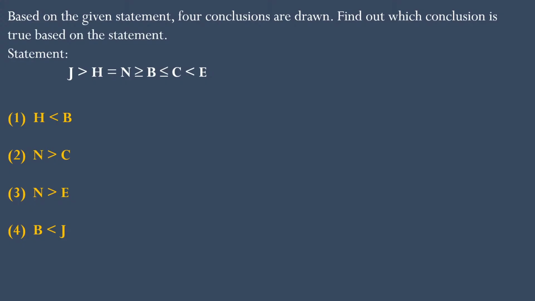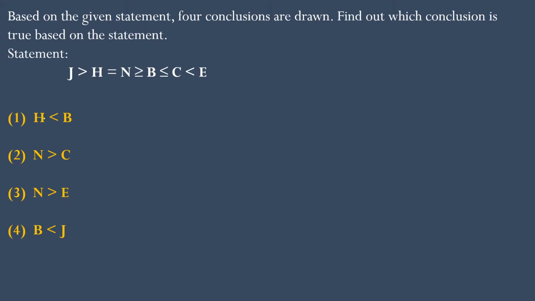Next. So see the question, an inequality question is given. Based on the given statement, 4 conclusions are drawn. Find out which conclusion is true based on the statement. What is the statement given? J greater than H is equal to N, N greater than or equal to B, B less than or equal to C, C less than E.